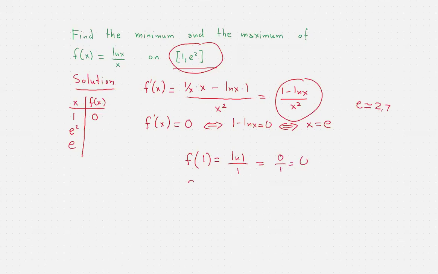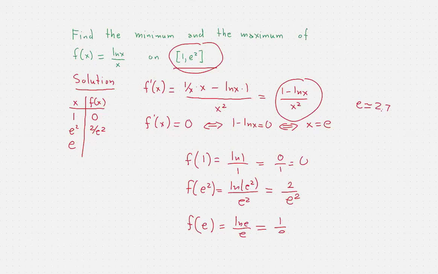How much is ln of e squared? So what is the exponent to which we have to raise e in order to get e squared? I mean, this question really has the answer in it. The answer is 2. So this is 2 over e squared. And last but not least, it's f of e, which is ln of e over e. ln of e, we said it's 1. The exponent to which we have to raise e in order to get e is 1. And this is 1 over e.